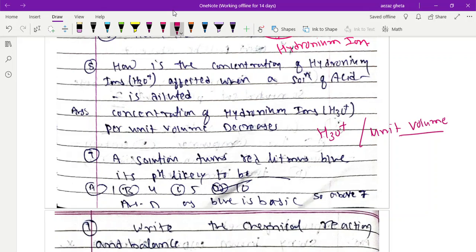A solution turns red litmus to blue. If it is turning blue, obviously basic, and basic means above 7 should come. Above 7 is which one? It is below 7, below 7, below 7. This is the only right answer. So, understood everybody?